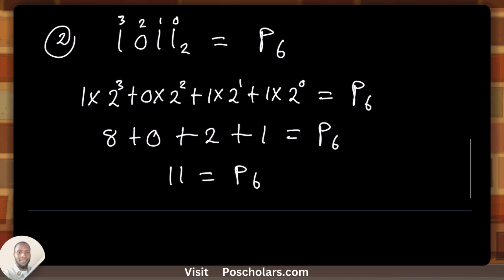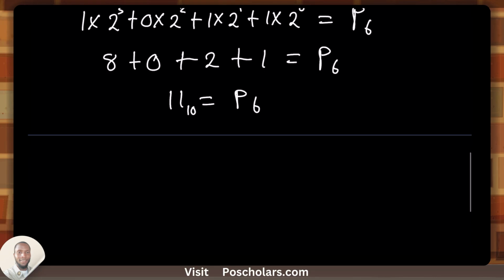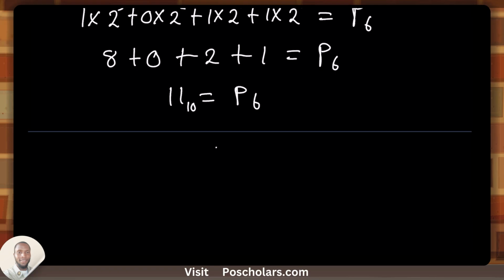Remember, the mission is to find the value of P. Now, this 11 is in base 10, right? Let's write it. While this P is in base what? 6. So what I just need to do is to convert this 11 base 10 to base 6. And how do I do that? I simply divide consecutively by 6 and write down the remainder, right?